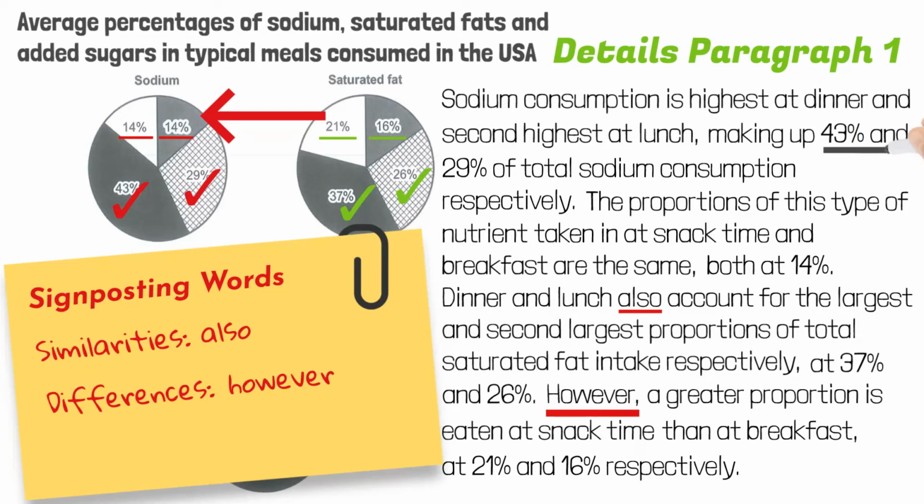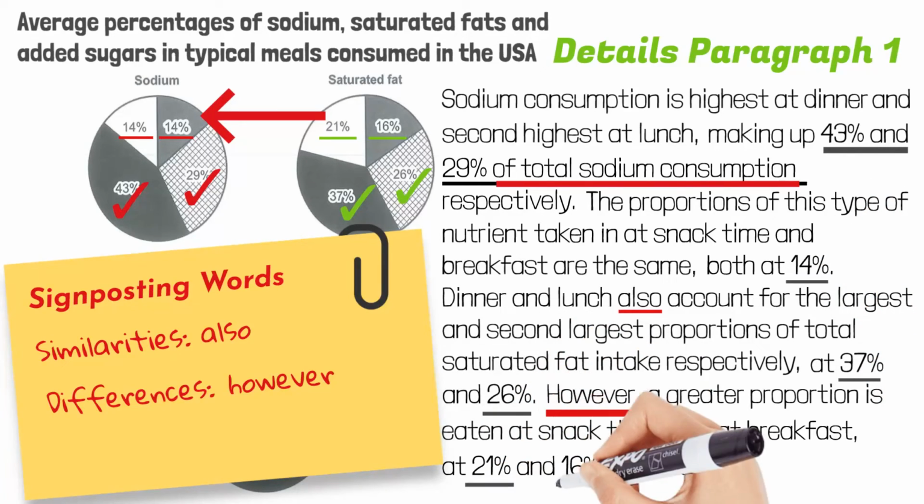Please note that the first time I added the data, I was very specific. If I had simply said at 43 and 29% respectively, readers wouldn't have known 43 and 29% of what. That's why you need to be very specific here. 43 and 29% of total sodium consumption. After you've established the context, you can just say at a certain percentage.